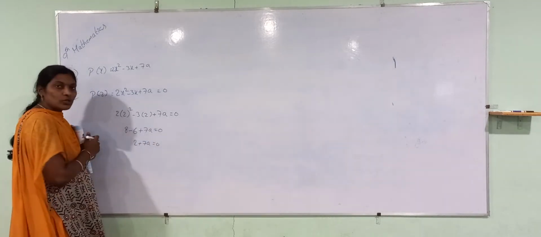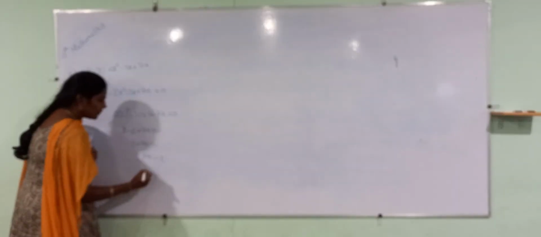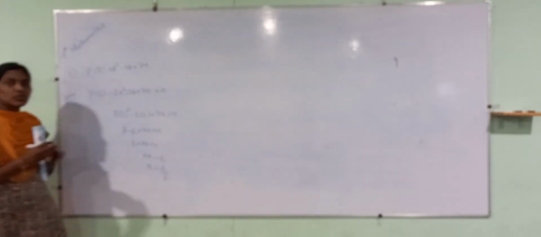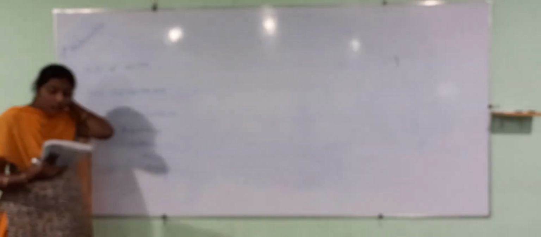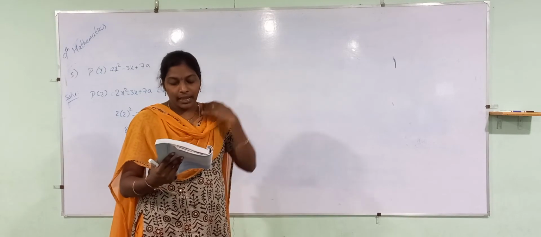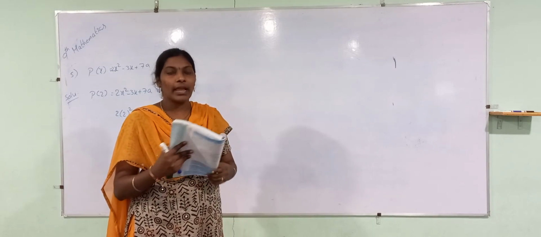2 is a positive number here. If it goes to the right hand side, it becomes negative. a is multiplying with 7, so minus 2 by 7 is the value of a. Same way, the sixth one also. If 0 and 1 are the zeros of the polynomial f of x is equal to some expression, find the values of a and b.